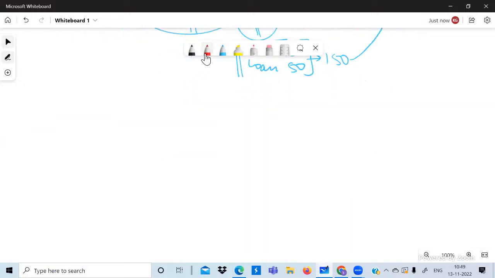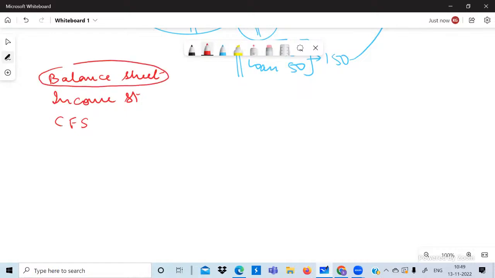Fine. Now, there are basically three important financial statements that the company makes. The first one is a balance sheet. Then what you have is an income statement, and you also have a cash flow statement. So these are the three most important financial statements that a company would make: a balance sheet, an income statement, and a cash flow statement. Let's briefly understand what is a balance sheet.